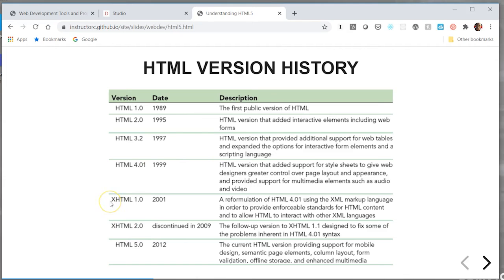You'll see that there was something called XHTML, and that had to do with how we push data from the server to the client. There's much more to be said about that, but just know that there was a short deviation from HTML to XHTML, and that really tried to merge another markup language called XML into HTML.